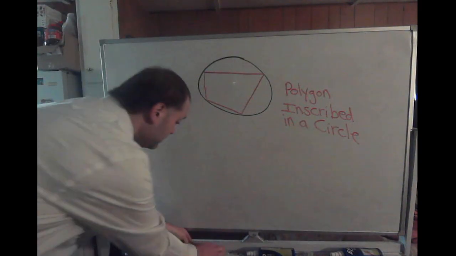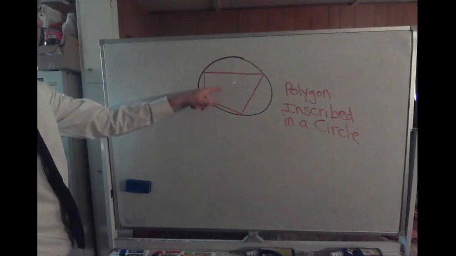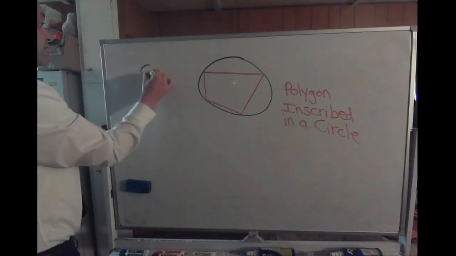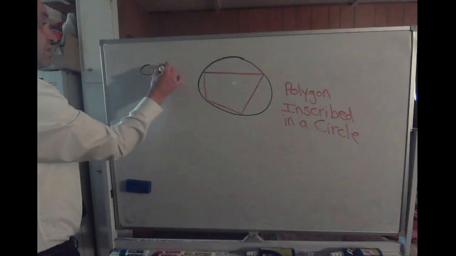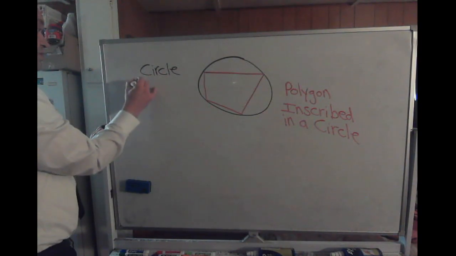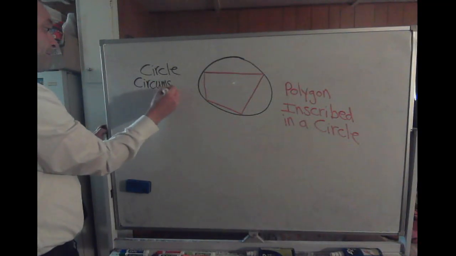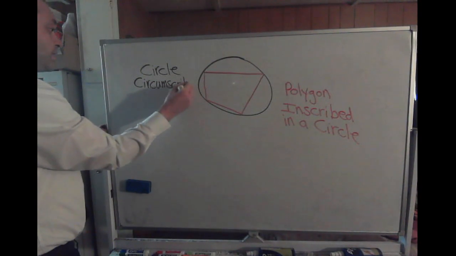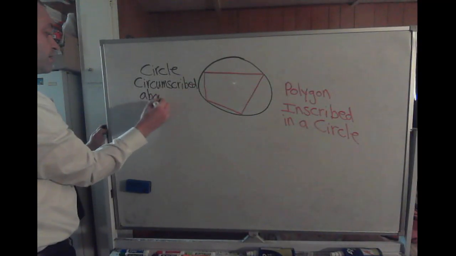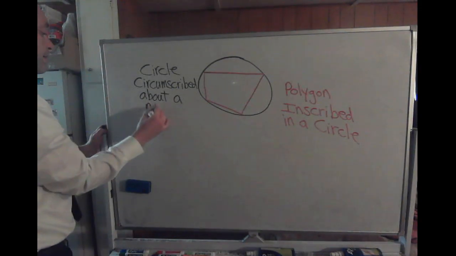And then we can talk about that circle, what's called being circumscribed about the polygon. So if you have a polygon inside the circle, it's called a polygon inscribed in a circle. That circle is called a circle circumscribed about a polygon.